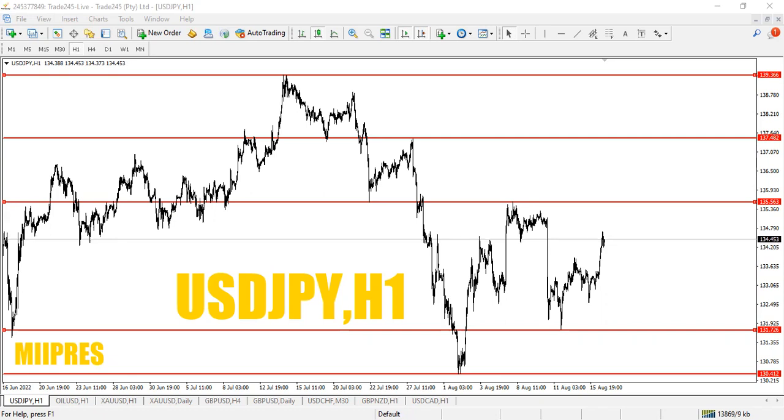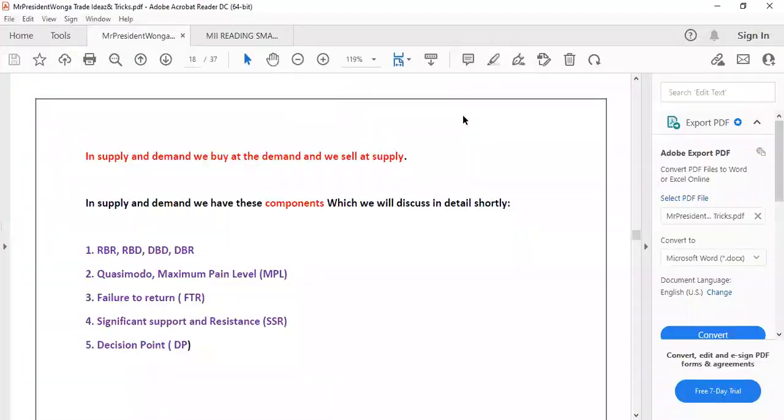Basically, I also wanted to touch on reading price action. So the first thing obviously is, let me just get on that.